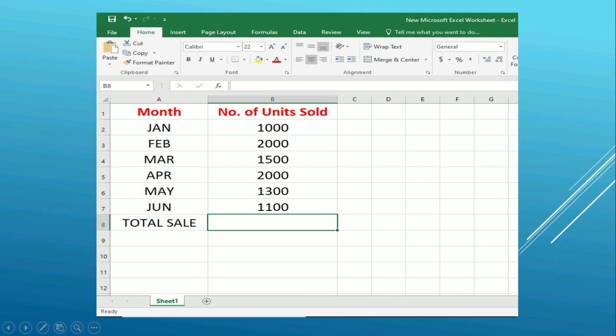So the first step is inserting an equal to symbol in the cell B8. Then we select the first cell, that is B2. Then insert the addition operator. Then select the next cell, that is B3. Then insert the addition operator. Like that we insert up to B7. Whenever we are creating a formula, you can see that after selecting, a mark will be visible in each cell. That I will show you.